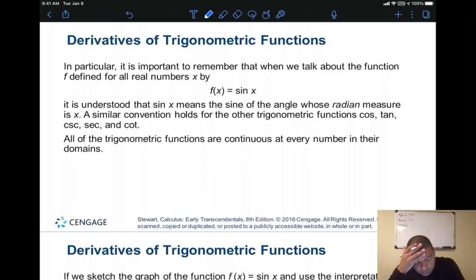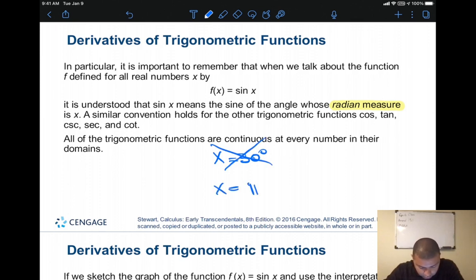So the goal here is to try and see what is the derivative of the sine function, and then the cosine, the tangent, and so on. Let's start with f of x equals sine x. Let's remember that whenever we write this, this is the radian measure. So we're not plugging in x equals 30 degrees. We're doing x equals pi over 6. So all of your Math 142 is going to be useful and play a huge role here.